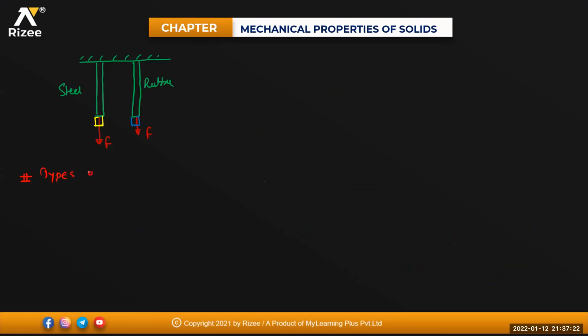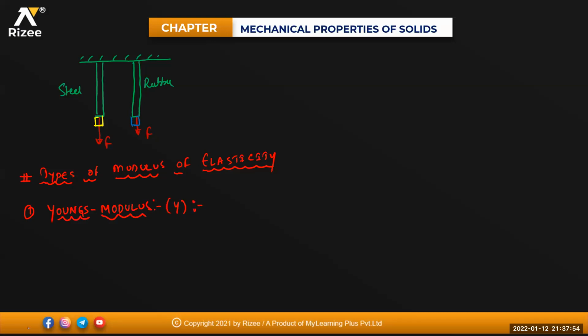Types of modulus of elasticity. First one is Young's modulus, represented by capital letter Y. The E thing that we have defined is being bifurcated into three parts within our syllabus. One is Young's modulus, the others are bulk modulus and rigidity modulus.